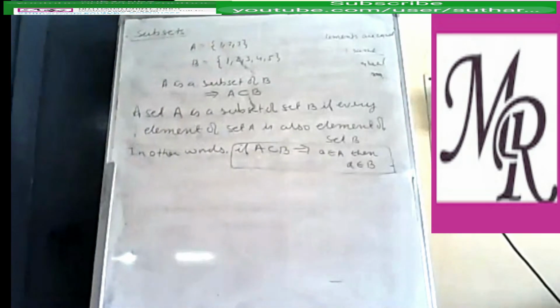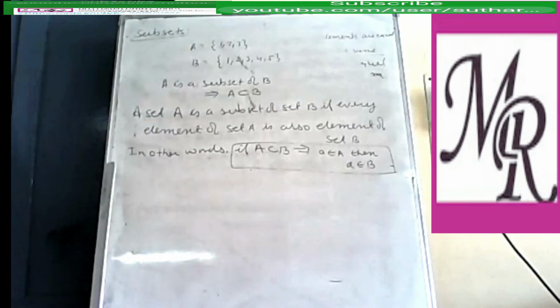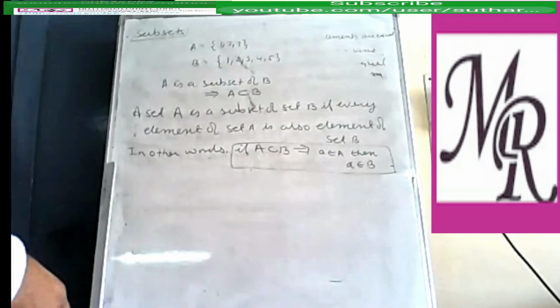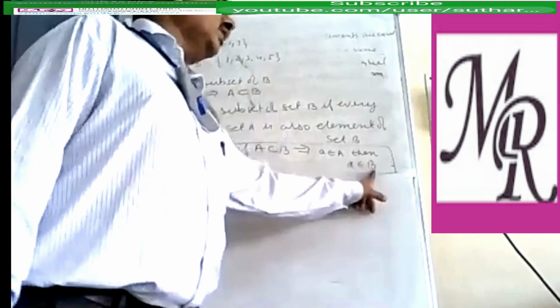So A is a subset of B if a belongs to A, then a also belongs to B. Or you may also read it as A is a subset of B if a is an element of A implies a is also an element of B. So this definition is clear. Yes, sir.